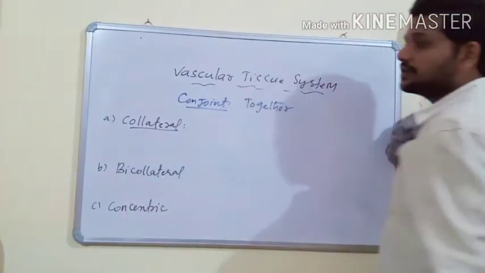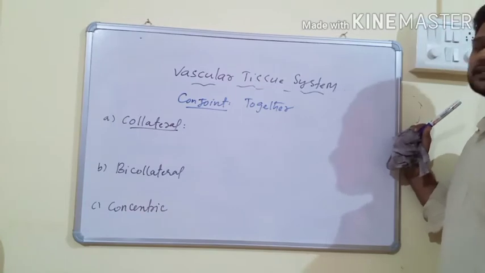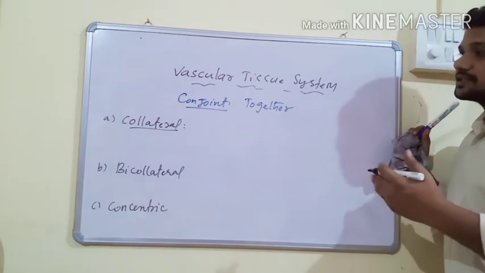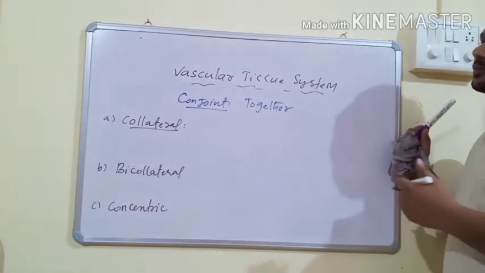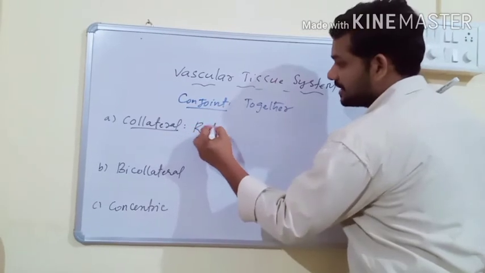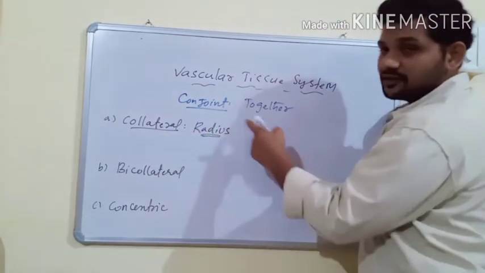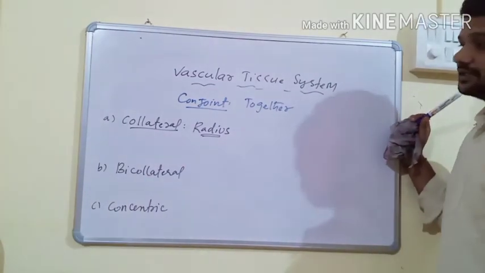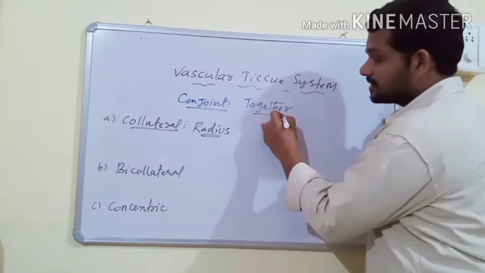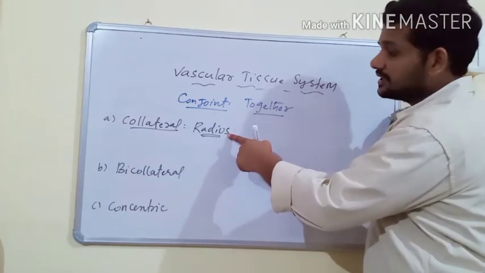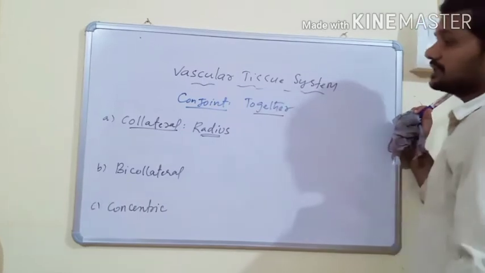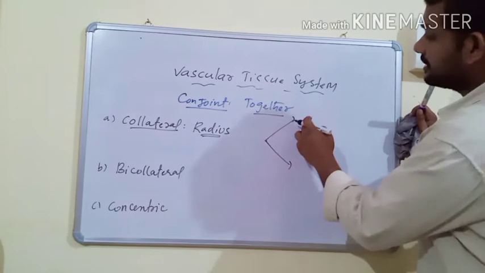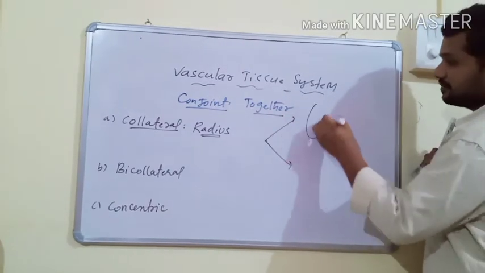So conjoint collateral means both xylem and phloem are present together, on the same radius. If xylem and phloem are present on the same radius, then they are called conjoint collateral. Both xylem and phloem are present together, both in the same radius, then they are called conjoint collateral. And conjoint collateral vascular bundles may sometimes be open type and sometimes closed type.